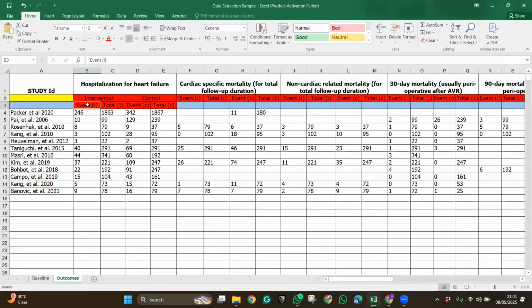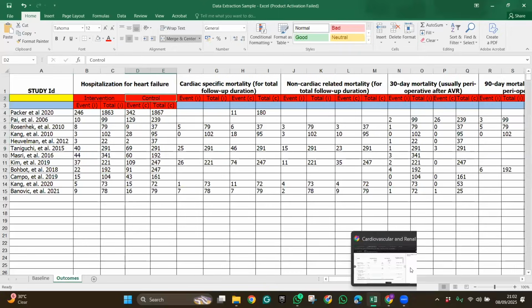One column will be for mean, second column will be for standard deviation, and third column will be for the total, right? Similarly, in the control group, again, you will have three further columns. One will be mean, second will be standard deviation, and the third will be total. In the same way, you're going to copy the mean, okay?